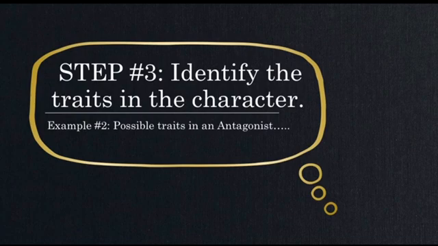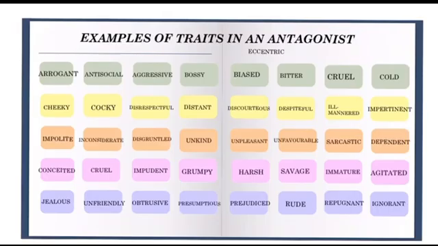What if you decide to comment on the antagonist in a movie? So let's take a look at the possible traits in an antagonist. These are examples of traits in an antagonist that you can use. Once you have identified the trait, you can start doing the comments. You need to justify your comment on the character's trait so that your comments are convincing. Let me show you one example of commentary on the character that you could do.